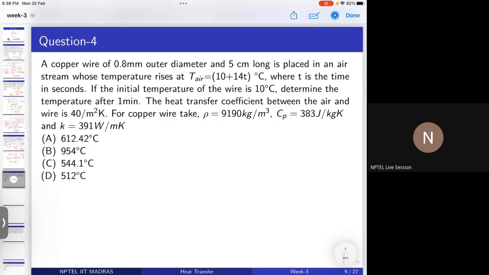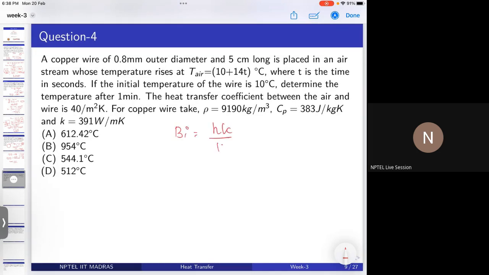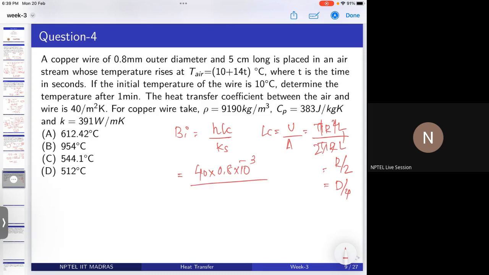First, we should check whether we can use the lumped analysis or not. That is, Biot number is h Lc by ks. So Lc is V by A. V is pi R square times L, the volume of the cylinder, divided by the surface area, 2 pi R L. Pi cancels, so it becomes R by 2, or we can say D by 4. So h is given as 40. Lc, that is D by 4, is 0.8 into 10 raised to minus 3, k is 391. So if you check, this will be... Can you please calculate and say what this value is?